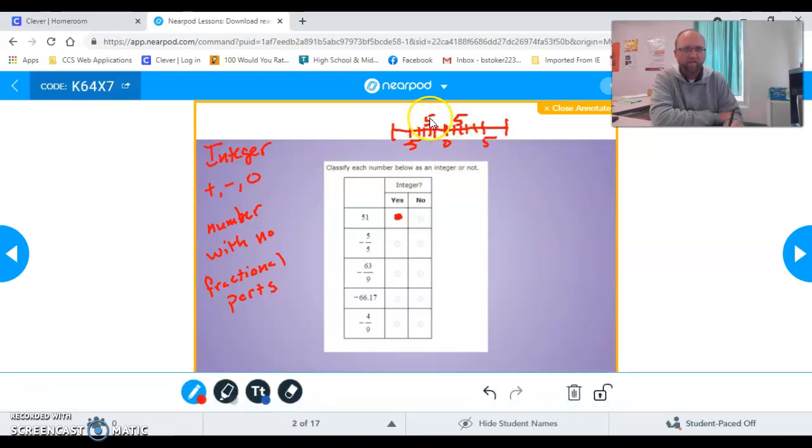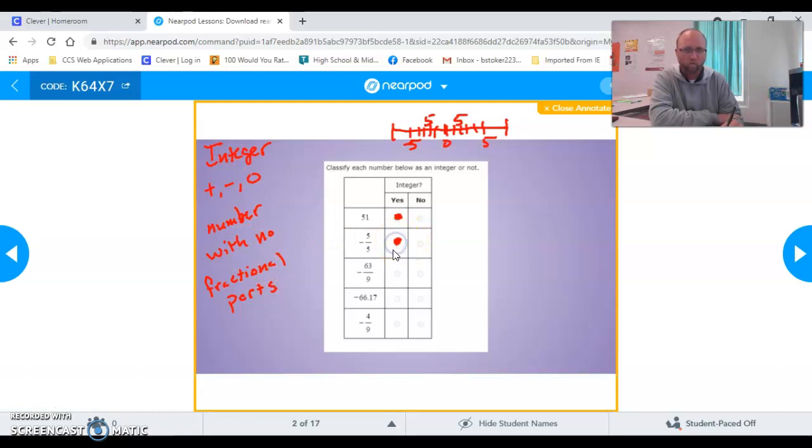If they're the same, or if the numerator's absolute value is bigger, you're going to want to divide. Use a calculator, it's fine with me. If you do 5 divided by negative 5, the result is negative 1. Is that an integer? Yes, it's a negative number with no fractional part. So that would be yes.